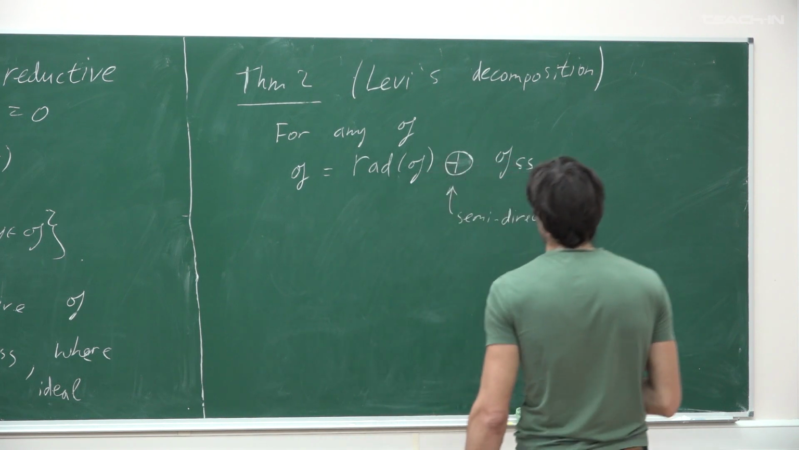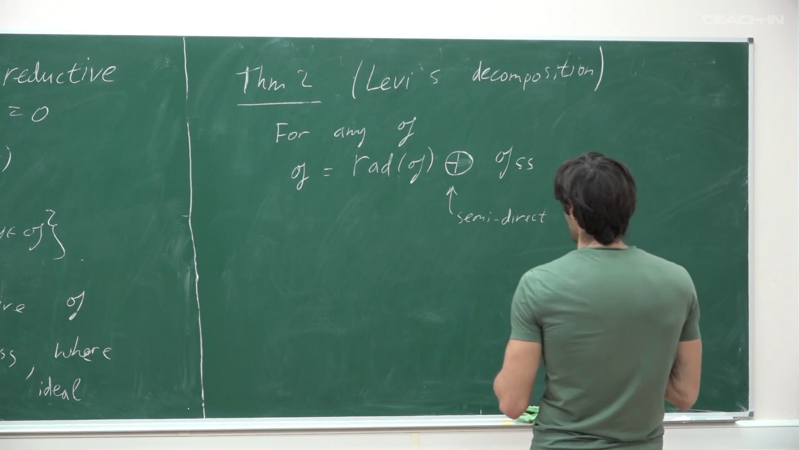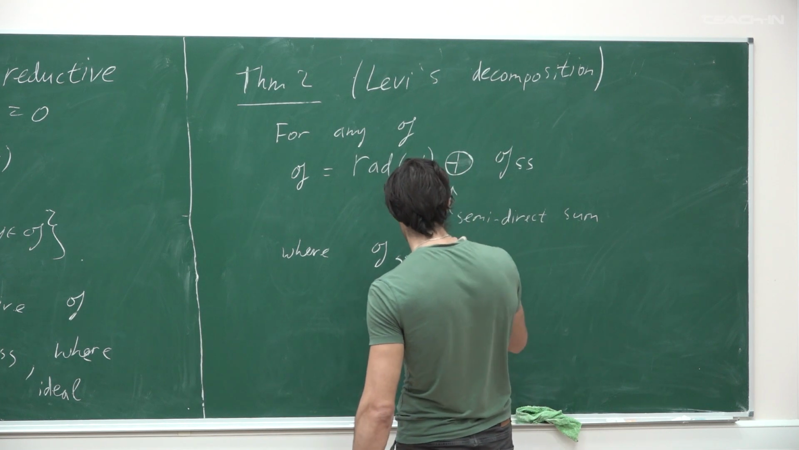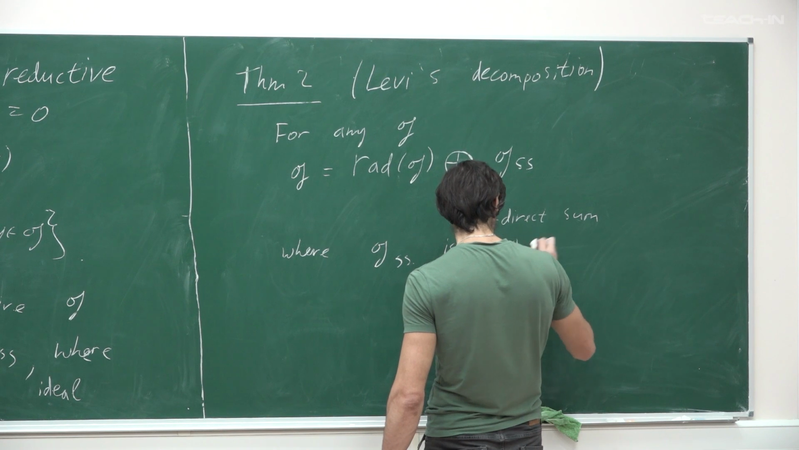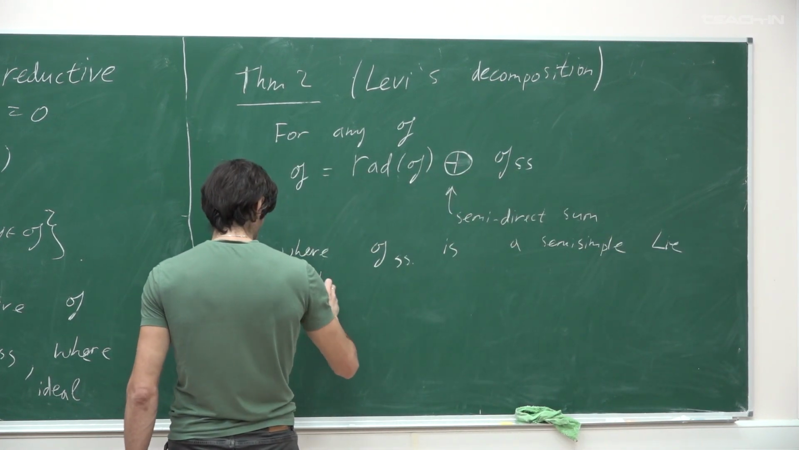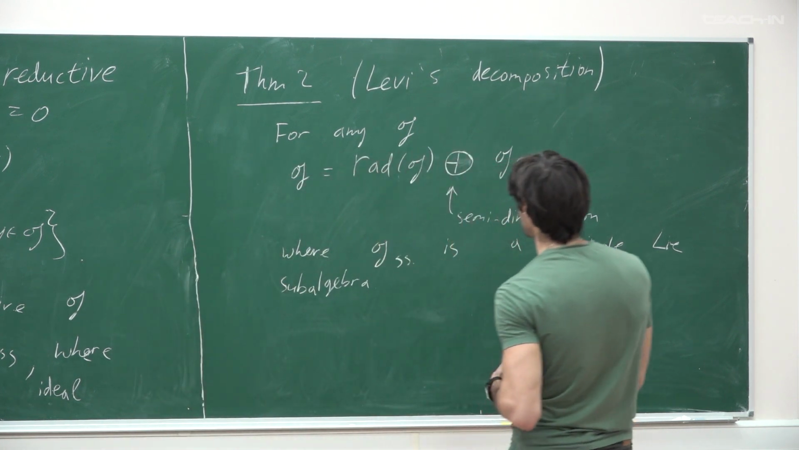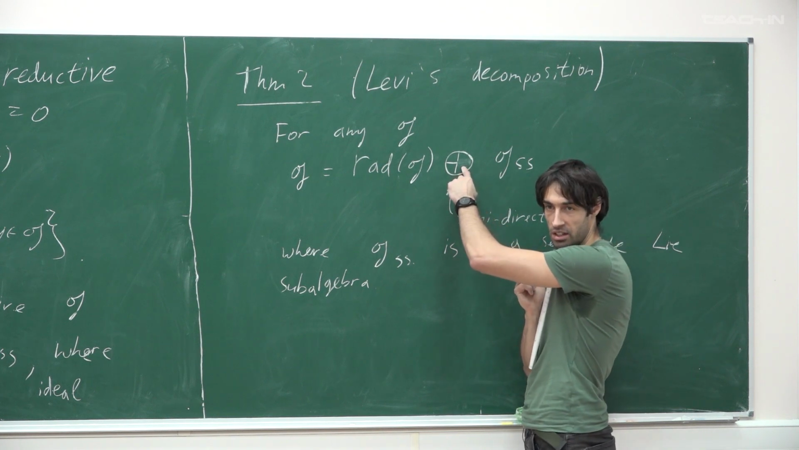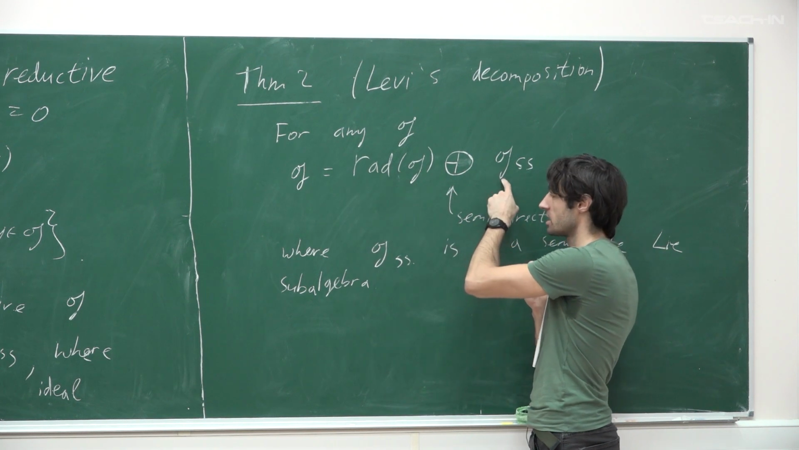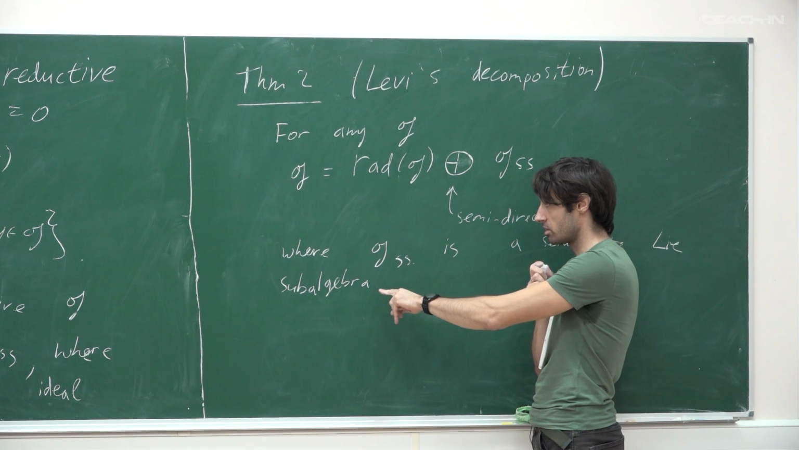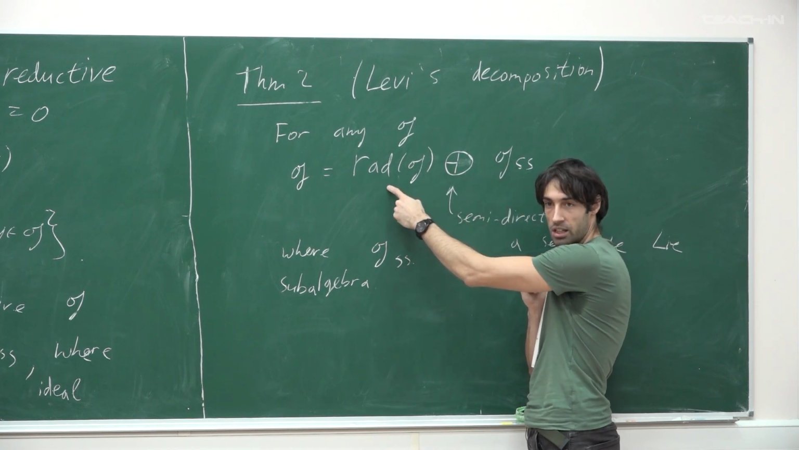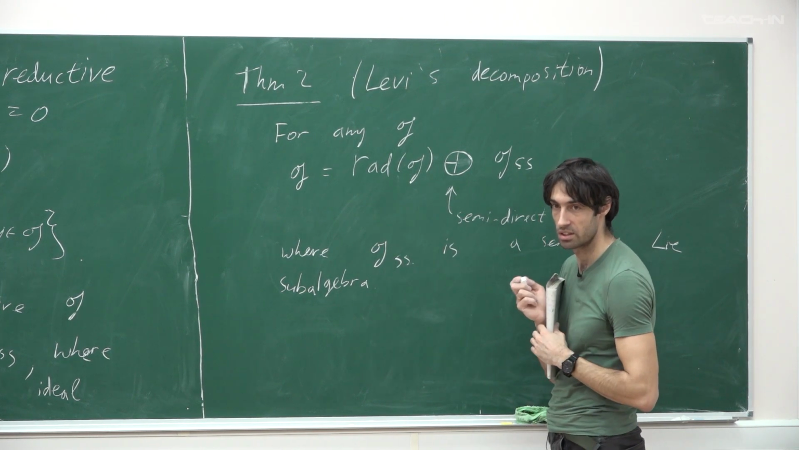But really what we have, where G_SS is a semisimple Lie subalgebra. So in other words, you can put just the usual plus here, but think of it as just a direct sum of two vector spaces. So this guy is an ideal inside G, and this is a subalgebra inside G, a semisimple subalgebra. But this one is not an ideal in the sense that something from here commuting with something from here can give you something non-zero. All right? Unlike in here.